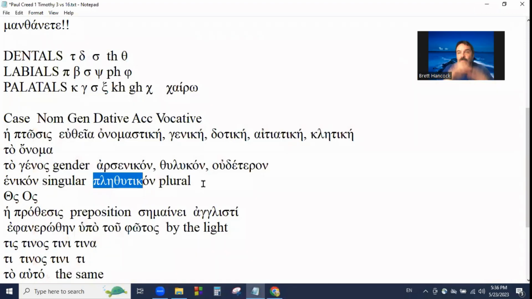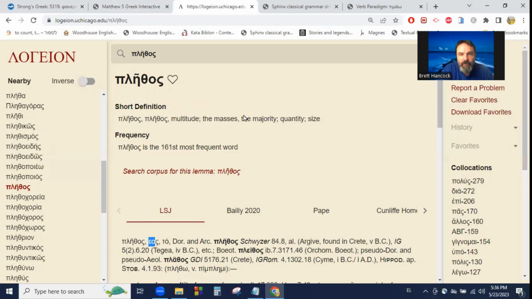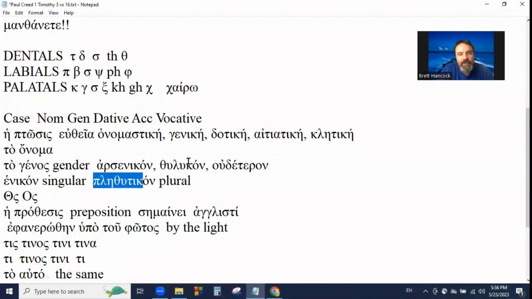Anyway, plethos is that idea of multitude, right? That's what we just saw. Multitude, masses, majority, so you can recognize that. Plethos, so plethuntikon. These kinds of endings, kon, suggest hey, epitheton, adjective. So that's what we have here.